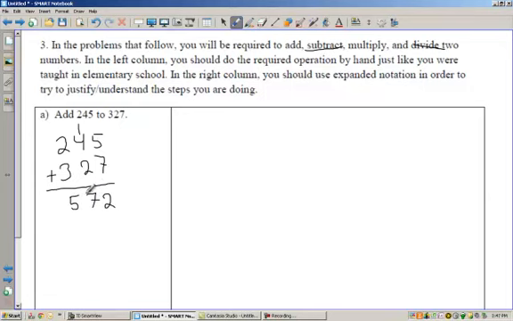572. Now over here, what I do is I write it in expanded notation. So this would be, 2 times 10 squared plus 4 times 10, and then plus a 5. And I'd also have then 3 times 10 squared plus a 2 times 10 plus a 7.